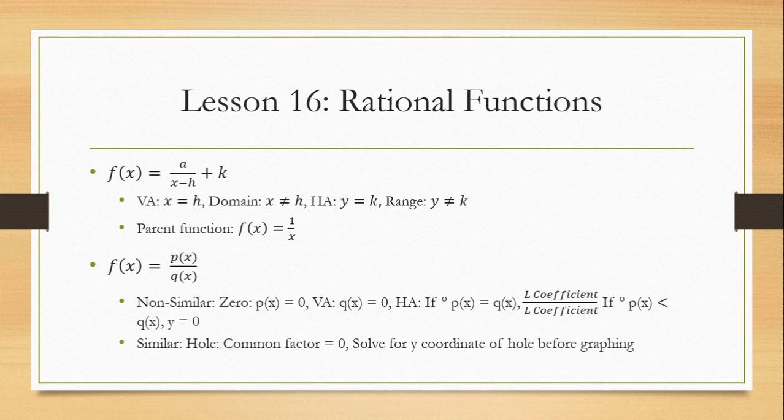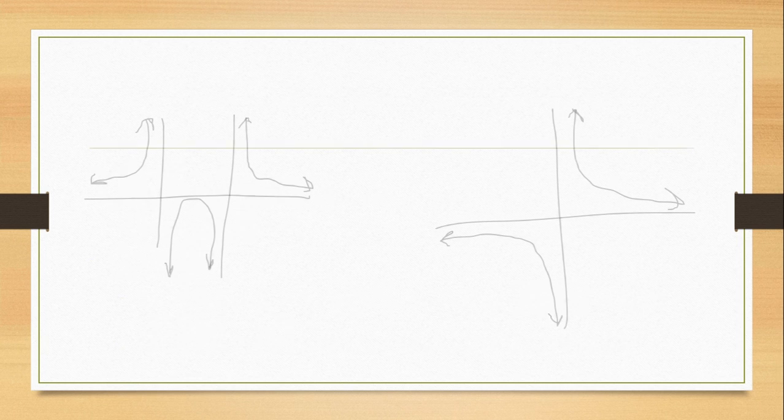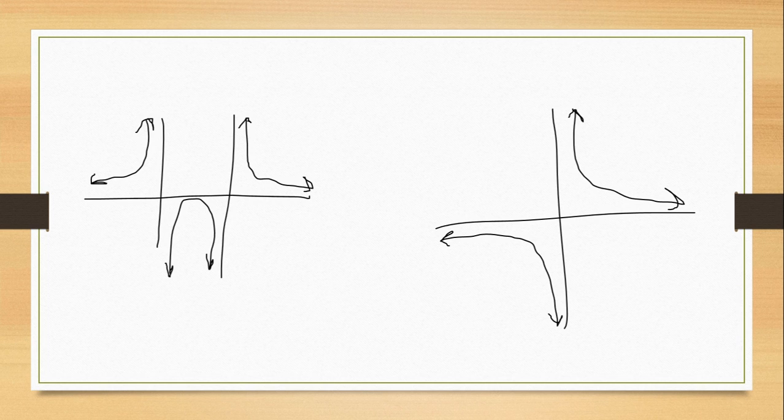And then if they do have a common factor, then that's when you find the hole. The hole is when you set whatever the common factor is to 0, and you solve for the y coordinate of the hole before the graph by plugging in. So here's a really bad drawing. You have two vertical asymptotes, and this one you only have one.